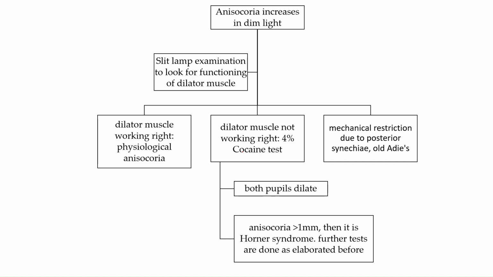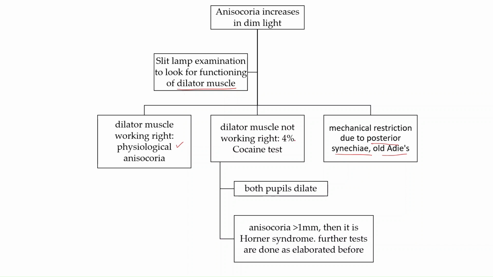So how do we work up anisocoria? If the anisocoria is increasing in dim light, the eye with the smaller pupil is at fault. That means the dilator muscle in that eye is not working, right? So do a good slit lamp examination and look at how the dilatation is. If the dilatation is good, like when you switch off the light and switch it back on, the pupil is constricting, the pupil is going back, then it's just physiological anisocoria. Look for any mechanical restrictions like posterior synechiae, and if the pupil looks fixed, it is usually Adie's pupil.